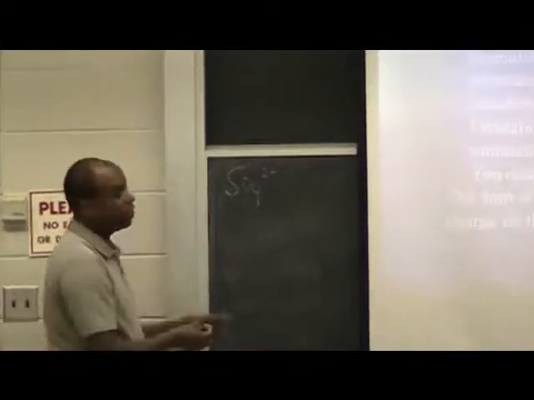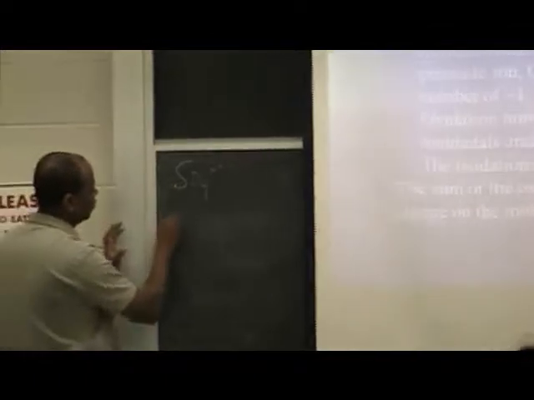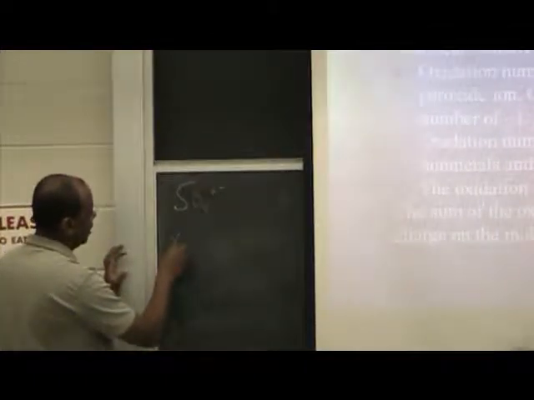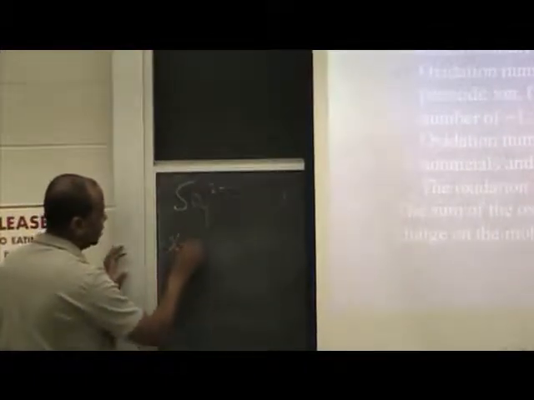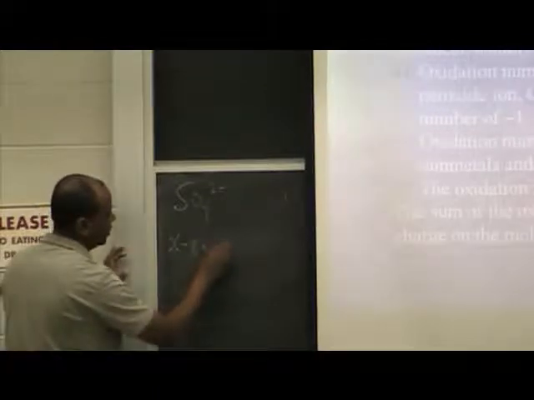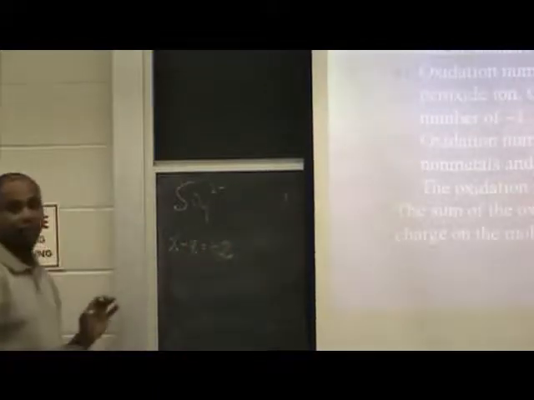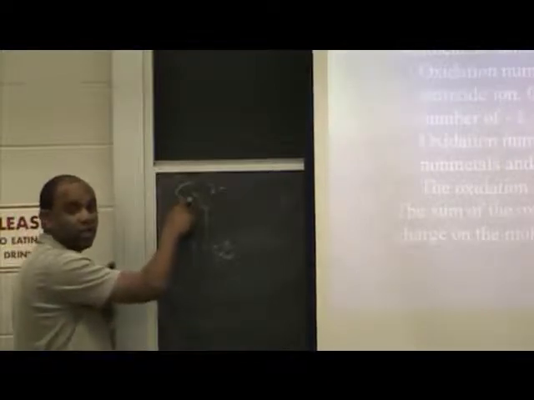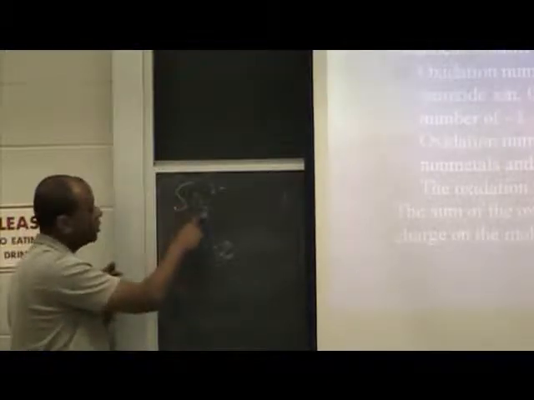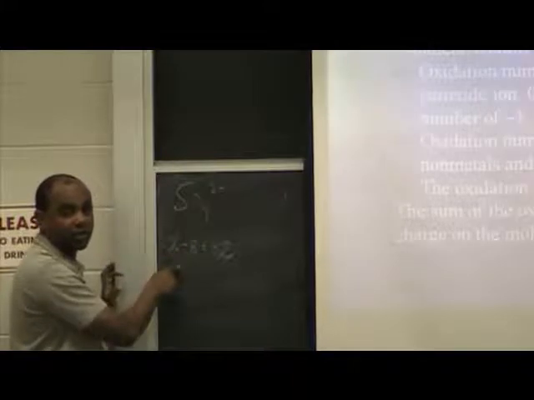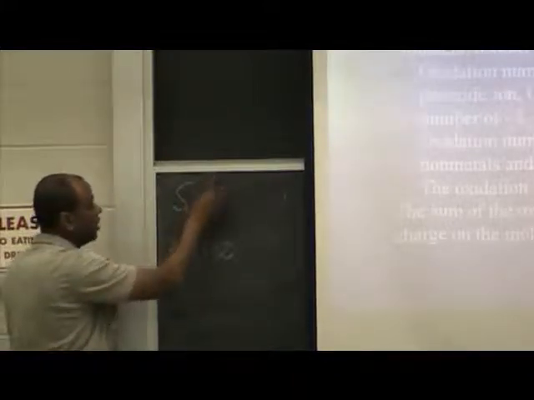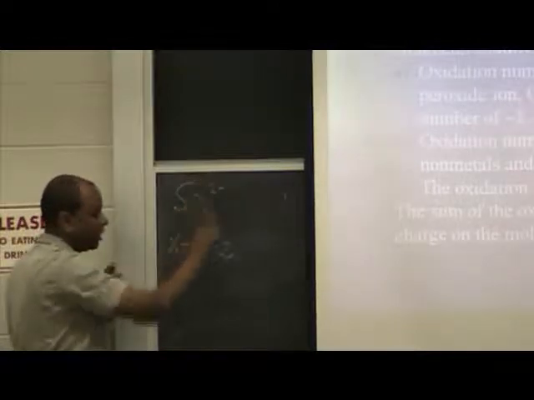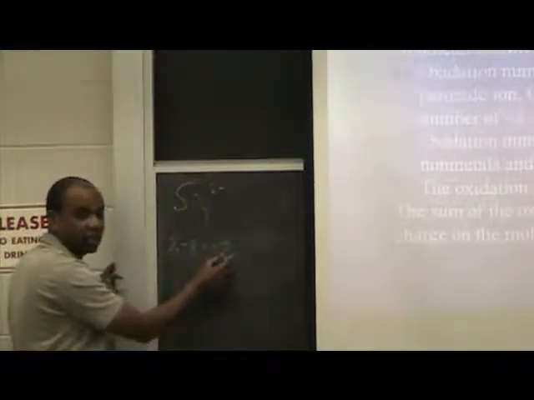Let's say we don't know the oxidation number of sulfur. I'm going to put x. So x minus 8 equals minus 2. The 8 comes from oxygen, because the oxidation number of oxygen is minus 2 times 4, which gives you minus 8. And the minus 2 is the net ionic charge. So that is the result right here.